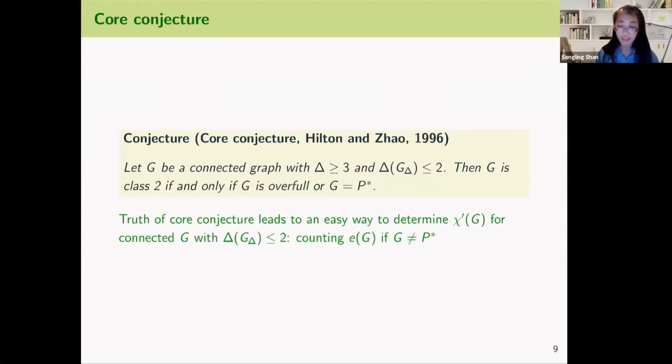So one consequence of this core conjecture is, if the core conjecture is true, then for connected graphs G with maximum degree of the core at most 2, we can easily determine the chromatic index of G by just counting the number of edges if G is not P star. So in other words, we just determine if the graph G is overfull or not.